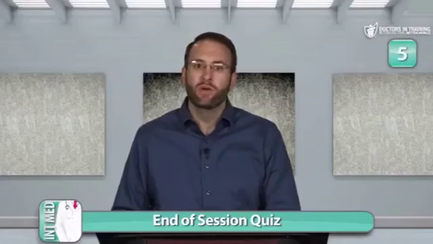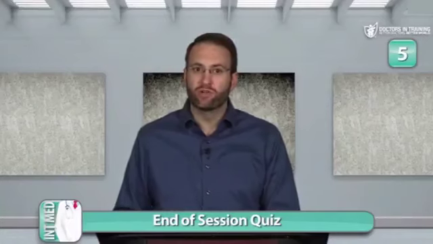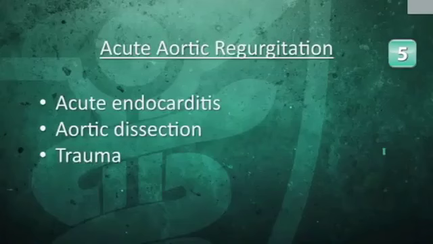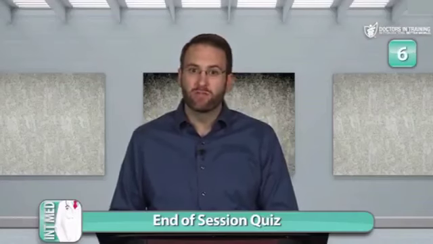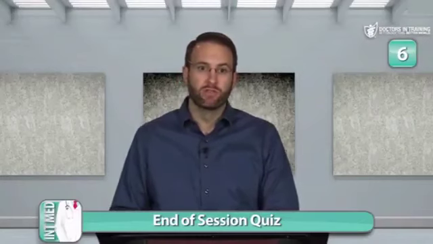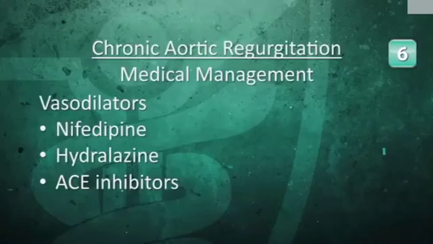Next question. What conditions can cause acute aortic regurgitation? So this is going to be acute endocarditis, so the valve destruction and perforation of the leaflets, aortic dissection, and then trauma, so blunt trauma, sort of this deceleration injury, think of a motor vehicle accident. What is the preferred medical management of chronic aortic regurgitation? So we like to use the vasodilators, so nifedipine, hydralazine, sometimes ACE inhibitors. These will reduce afterload and then reduce the regurgitant volume.